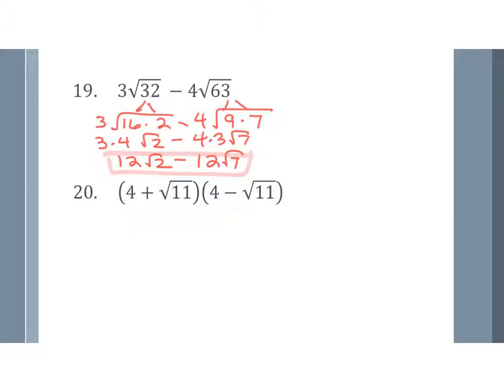Again, think of the square roots like variables. Think of that as like an x and a y. And then here again, 12 square root 2 minus 12 square root 7.